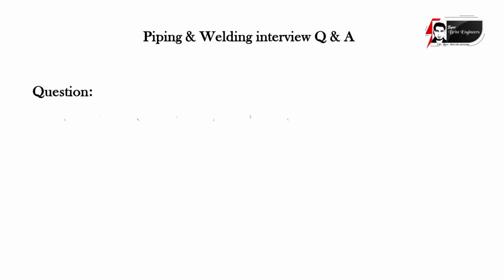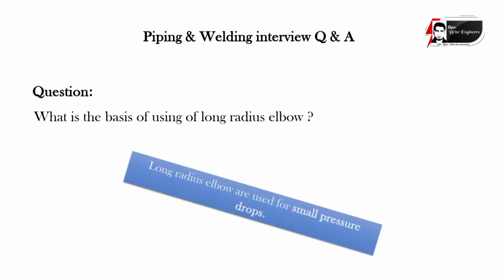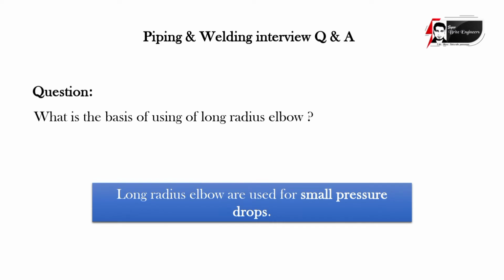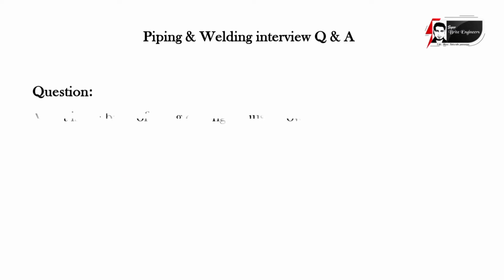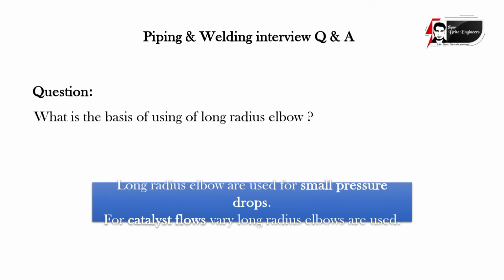What is the basis of using the long radius elbow? Long radius elbows are used for small pressure drops. For catalyst flow, very long radius elbows are used.